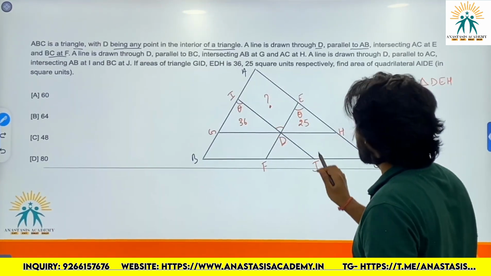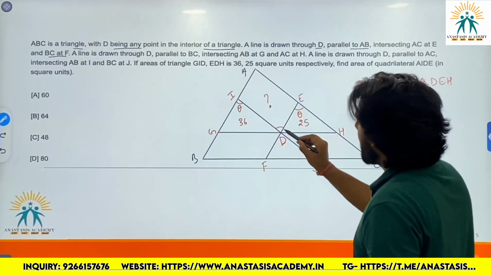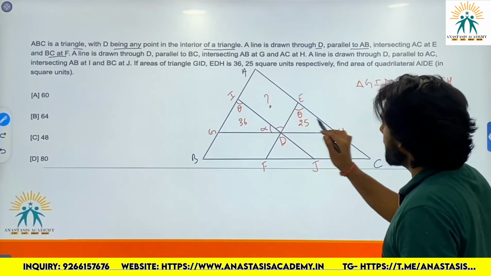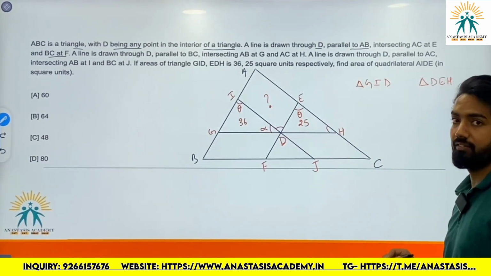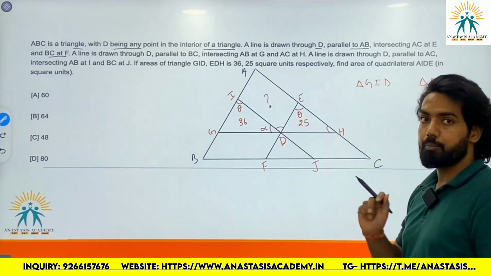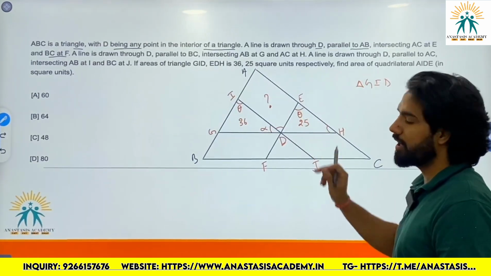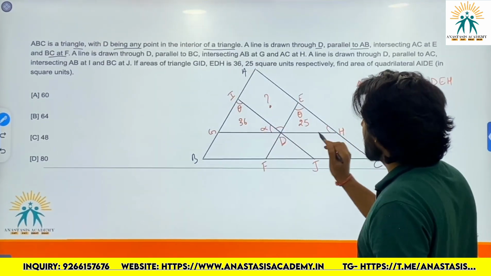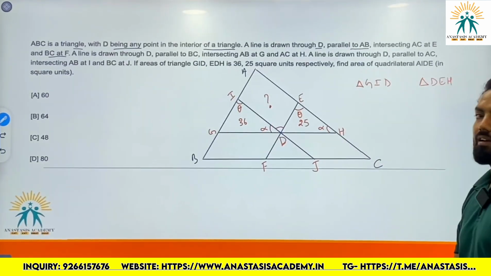Now, IJ is parallel to AC, so I can say this angle, let's just call it alpha, would be equal to this angle. These two angles are corresponding angles between these two parallel lines, formed by this transversal GH. So this angle would be equal to alpha.